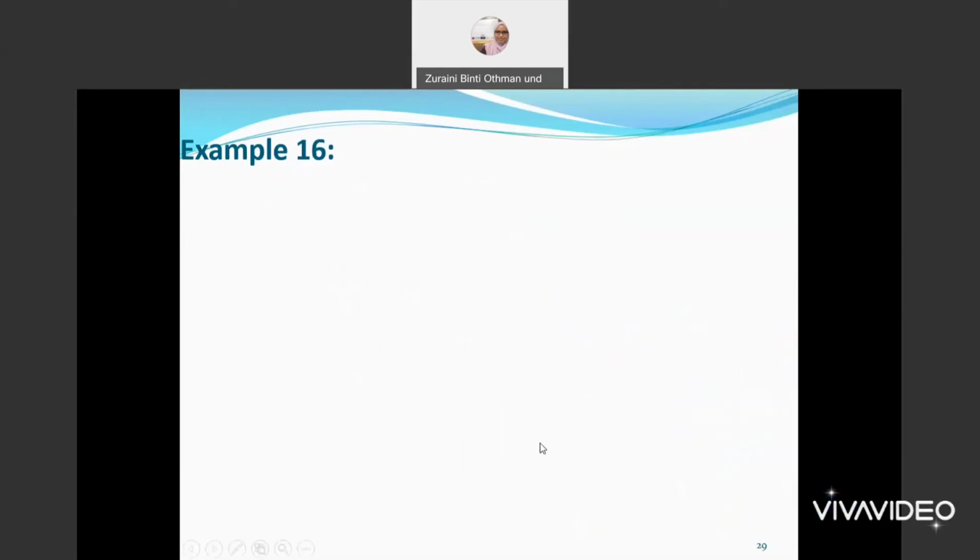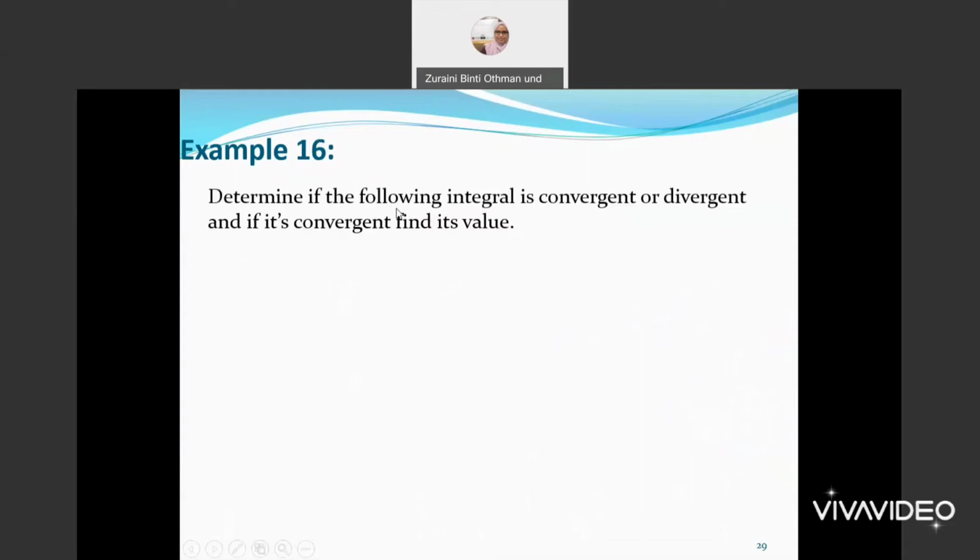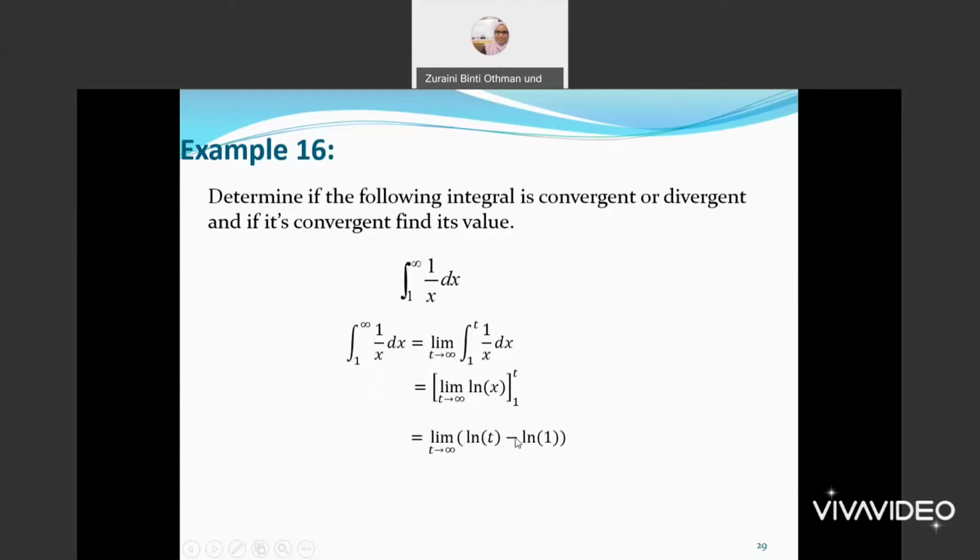Okay, so now next is example 16, which is determine if the following integral is converged or diverged. If it's converged, find its value. Okay, bila dia converged, find its value. Okay. If we have this, okay, 1 ke infinity, please change it into 1 until t, then our infinity will be limit t approaching to infinity. Okay, so now we integrate this like macam biasa. Okay. So 1 over x is ln. Okay, ln here. Then we have to put t and 1. Okay, jadi dia ialah ln t tolak ln 1. Okay, ln t tolak ln 1.